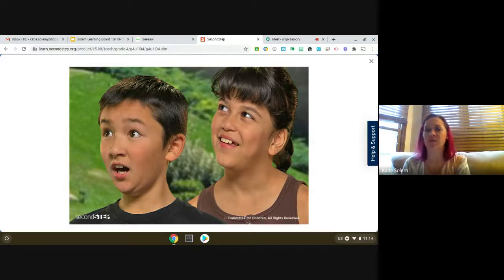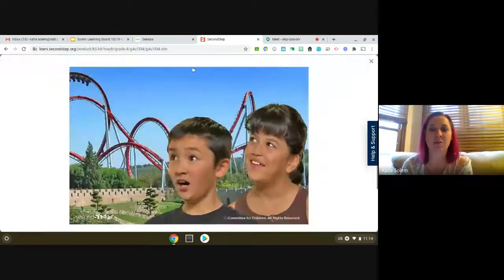Can you think of something that they might be looking at that would make them have these facial expressions? Did you think of roller coaster? A roller coaster is one thing that one person might look at and say, "Oh, wow, that's awesome," and another person might say, "Oh, that looks really scary to me." So that is one example of a difference that they have about the same thing.